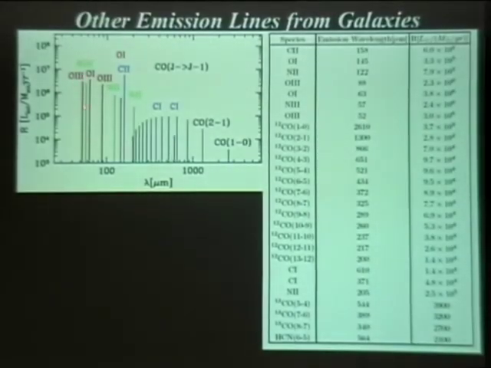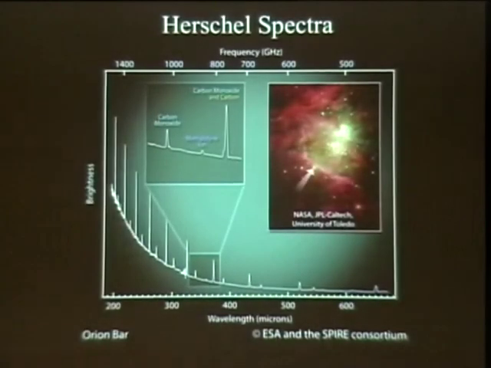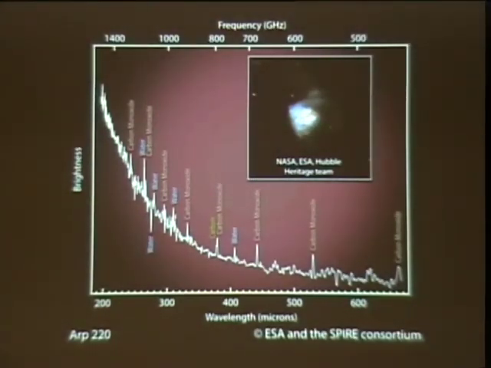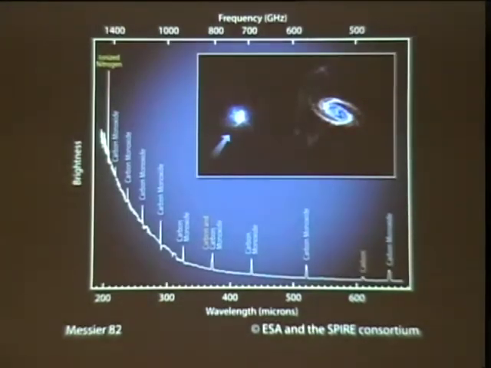That's an illustration of all kinds of lines that are emitted by galaxies, for example, by neutral carbon, by ionized carbon, by neutral oxygen, as a function of wavelength. You have multiple lines. Once you produce carbon and oxygen and nitrogen, you get these emission lines from galaxies. And in fact, we observe those lines with the Herschel telescope. That's a star-forming region that shows these lines. And that's a galaxy that shows these lines, Arp 220. And that's a set of interacting galaxies that show this line.